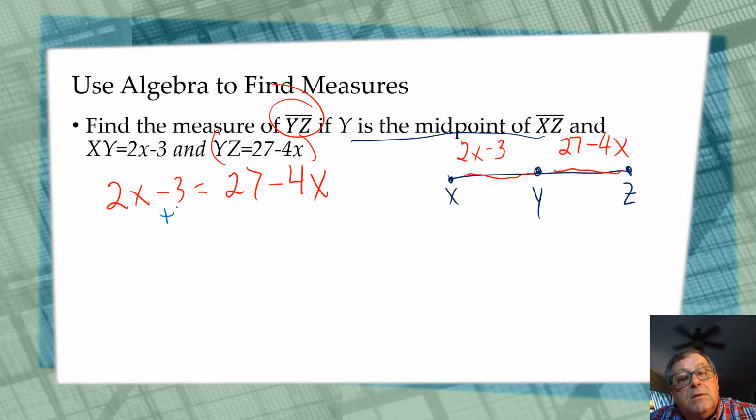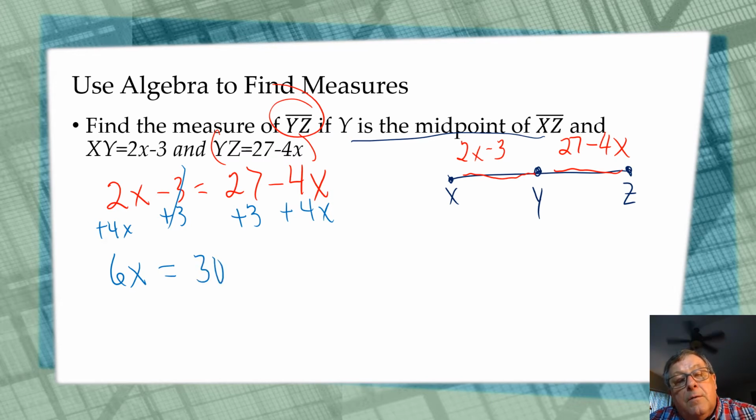All right, so why don't we add 3 to both sides, and let's add 4X to both sides. Well, 2X plus 4X is equal to 6X. Negative 3 is going to cancel. 27 plus 3 is going to equal 30. And the negative 4X and the 4X are going to cancel. We're going to divide both sides of this equation by 6 to isolate the X. And so X is equal to 5.